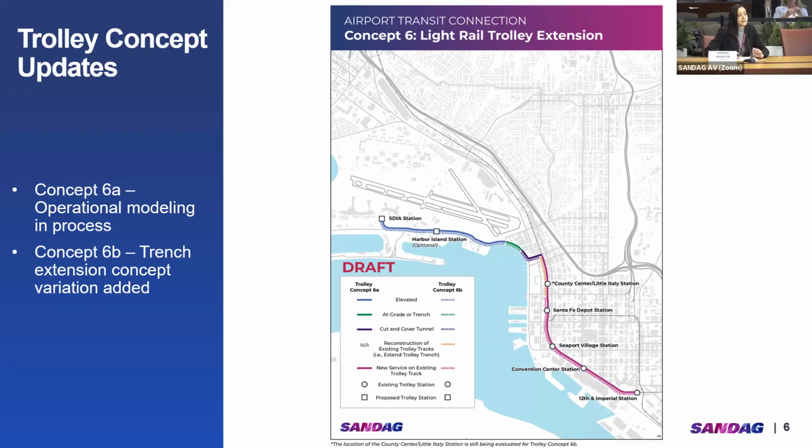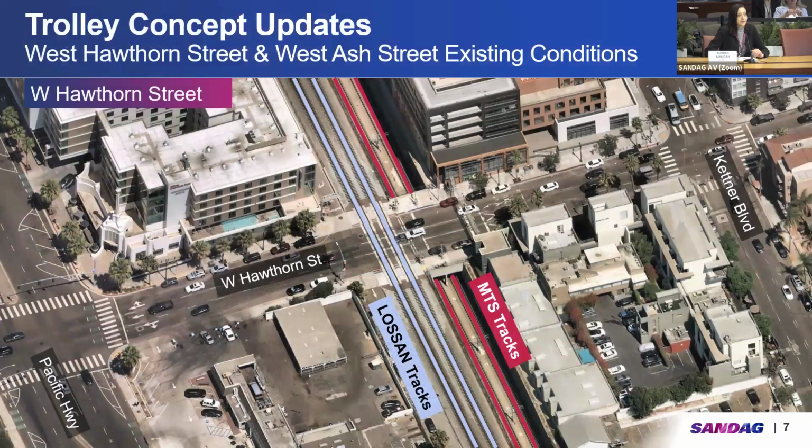Right now, the trolley in downtown, if you're familiar with it in the Little Italy area, operates underneath the road for a couple of blocks. And we'd be studying extending that trench south all the way down to Santa Fe Depot so that an airport connection and our existing trolley lines could all benefit from an extended trench and have that separation from the roadway like we see today further north. And I have some images to kind of illustrate what we mean by this.